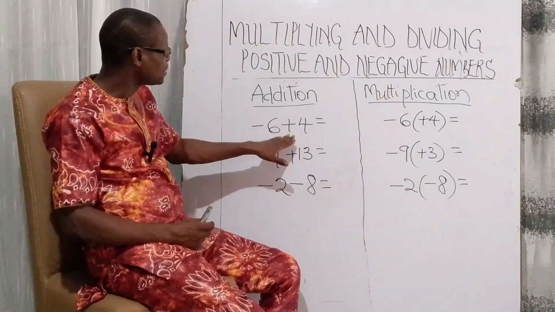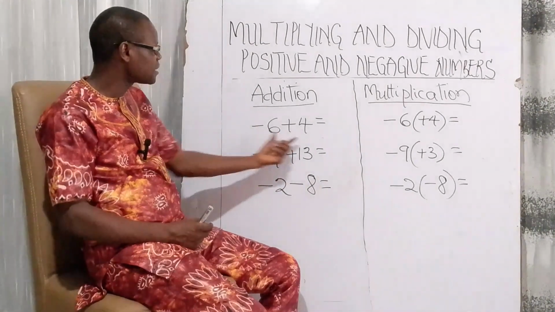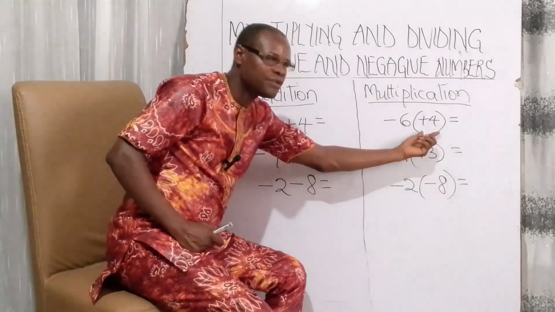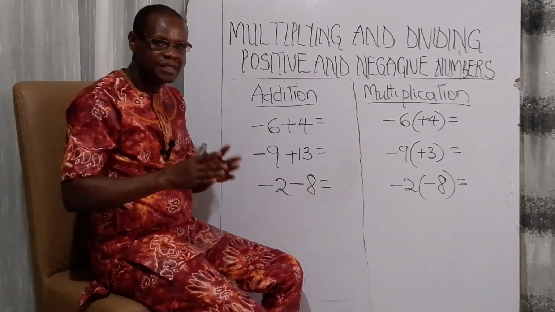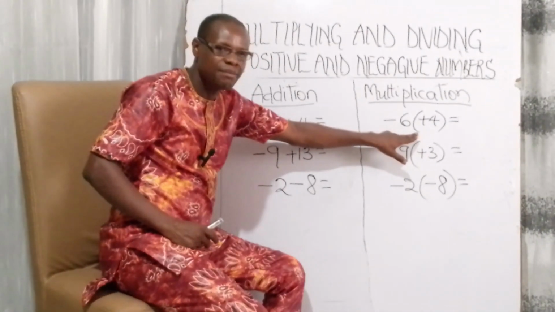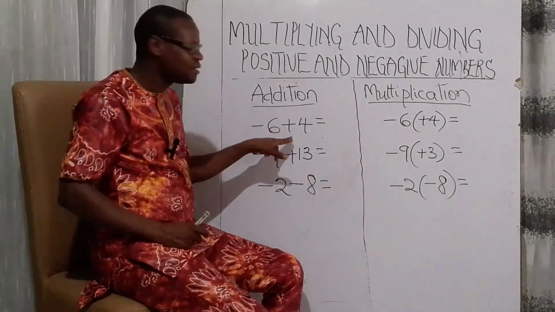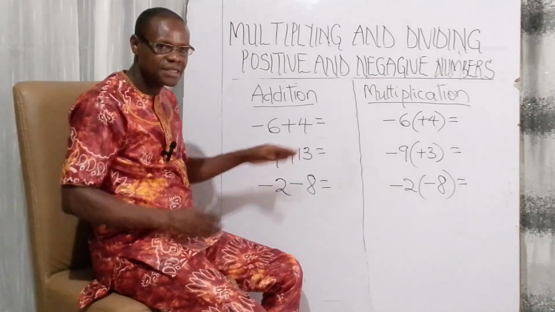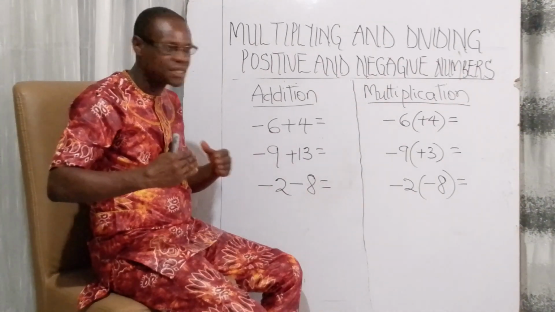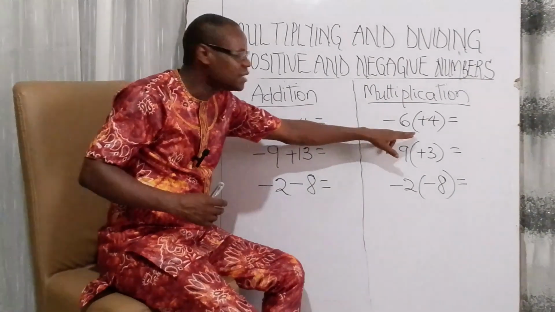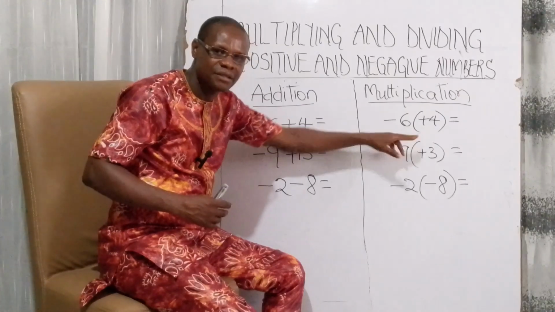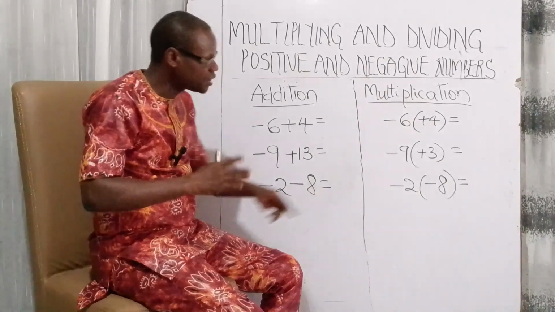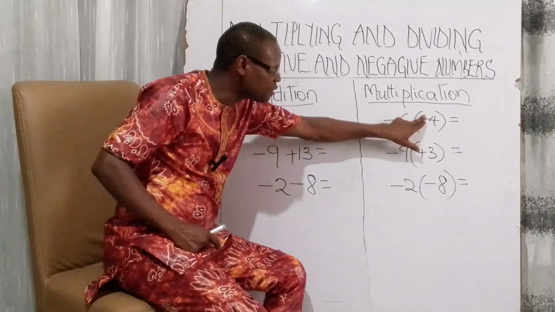So in this case, we can easily say that we have -6 and +4. And in this case as well, we have -6 and +4. But we can easily say that here we are having a bracket, and here there is no bracket. So in cases where you don't see a bracket like this, we are adding the numbers. And in the case where you find a bracket like this, then just get to know that we are multiplying the numbers together.